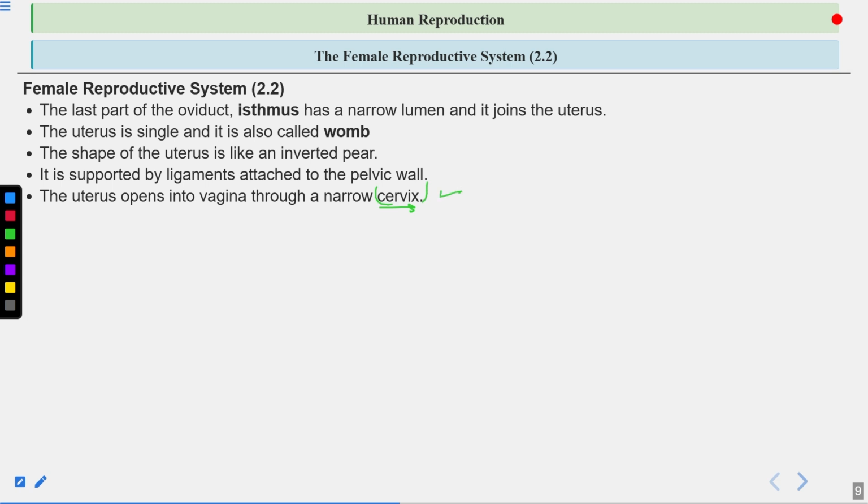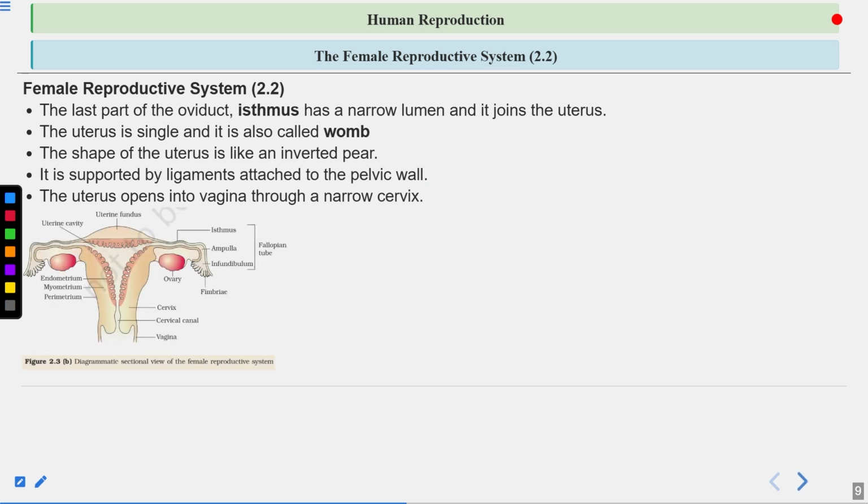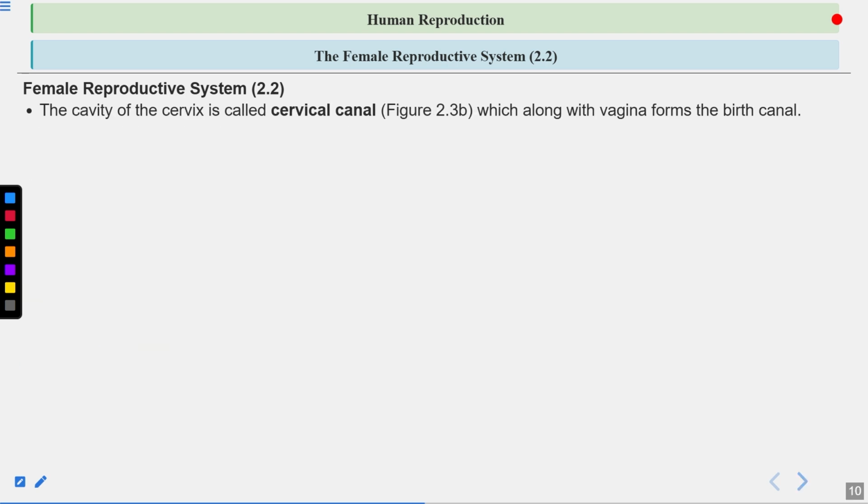The uterus opens into the vagina through what? Again, you can see here, this is the uterus, and the lower part of the uterus is known as the cervix. The uterus opens into the vagina through a narrow cervix. The cavity of the cervix is called the cervical canal, which along with the vagina forms the birth canal. So what is the cavity of the cervix called? It is known as the cervical canal, and the cervical canal, along with the vagina, forms the birth canal.